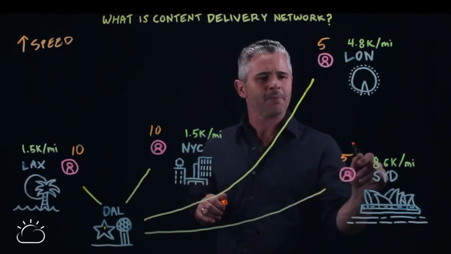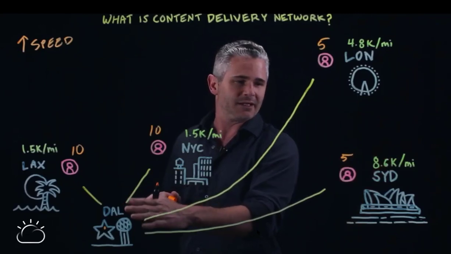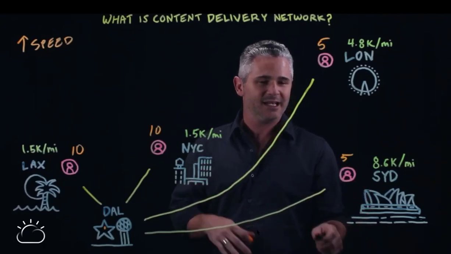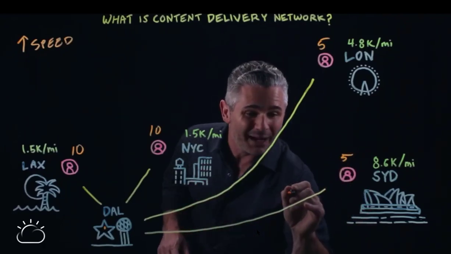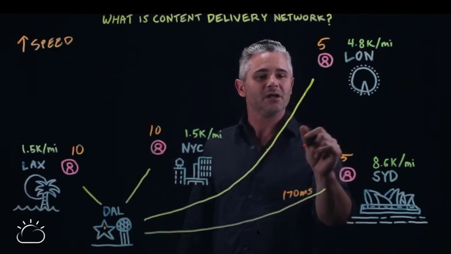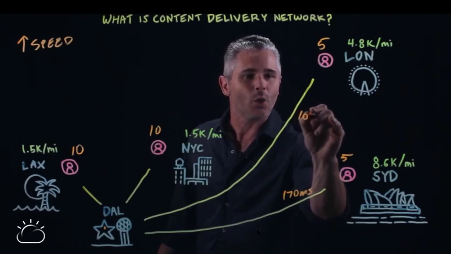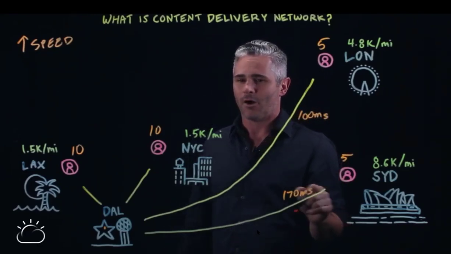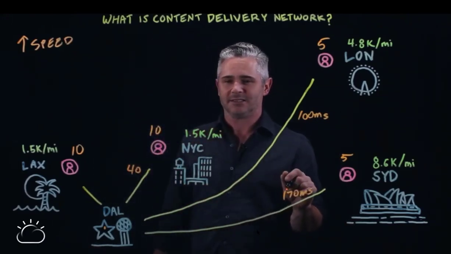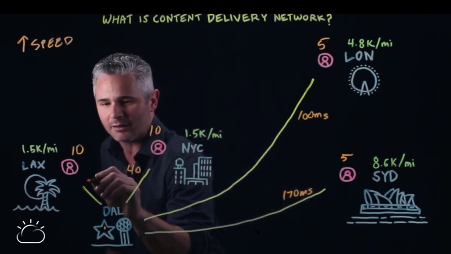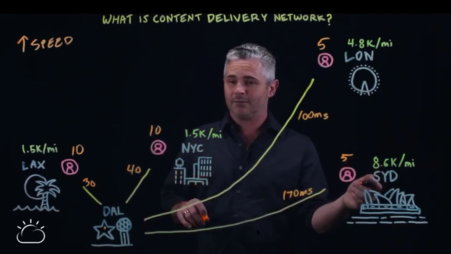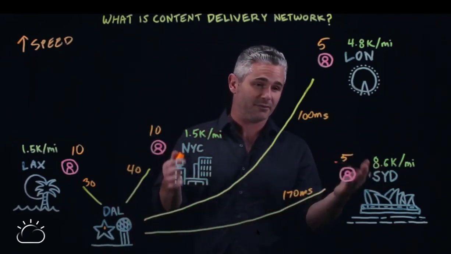They make a request to the website. They've got an 8,600-mile hike to Dallas and then an 8,600-mile hike back. The amount of time that takes is usually measured in milliseconds, and just that round trip might be about 170 milliseconds. For our users up in London, that might be about 100 milliseconds. Our users in New York City can probably experience about a 40 millisecond round trip time, and over in LA, about 30. So as you can see, the further you're away, the longer it takes, ultimately, the slower the website will be for you.